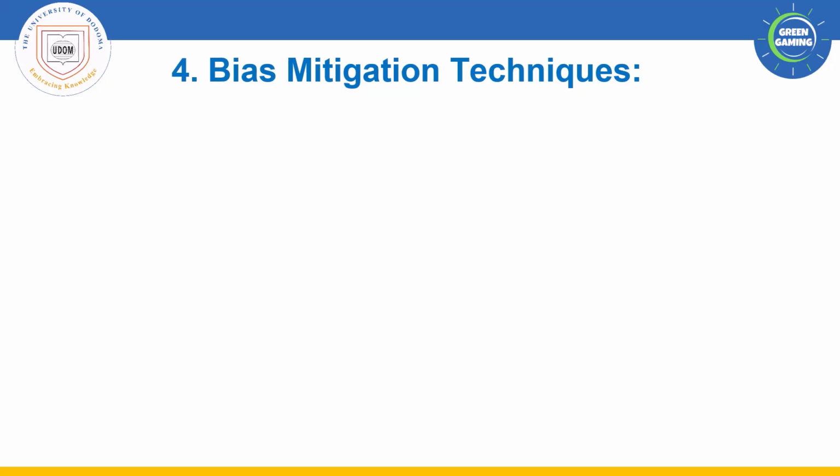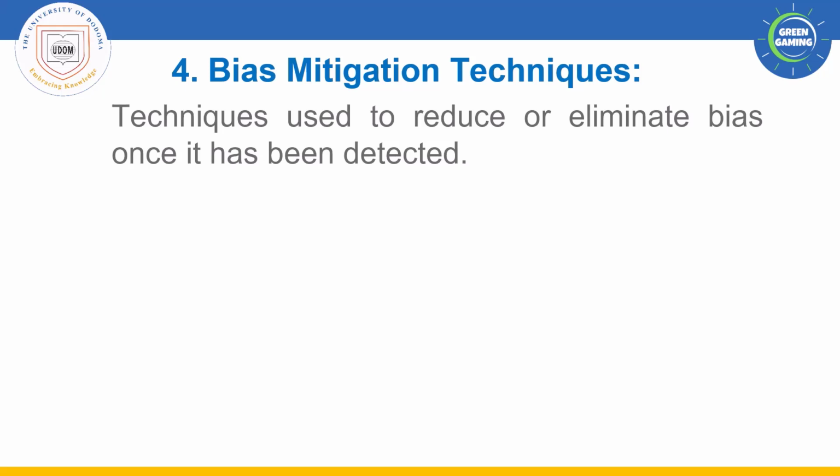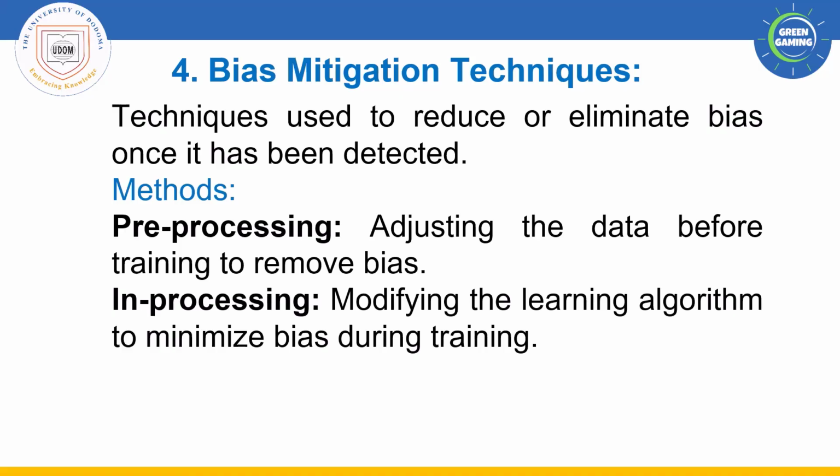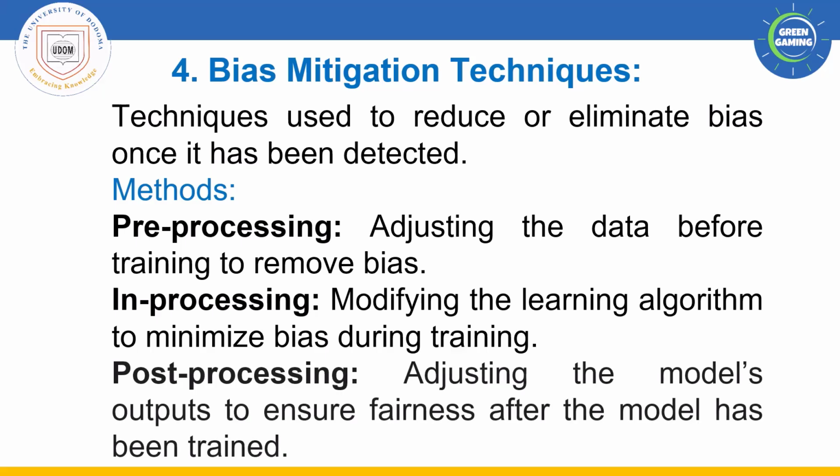We also have bias mitigation techniques. These are techniques used to reduce or eliminate bias once it has been detected. Different methods used are pre-processing, adjusting the data before training to remove bias. Second is in-processing, whereby we modify the learning algorithm to minimize bias during training. We also have post-processing, whereby we adjust the model's output to ensure fairness after the model has been trained.